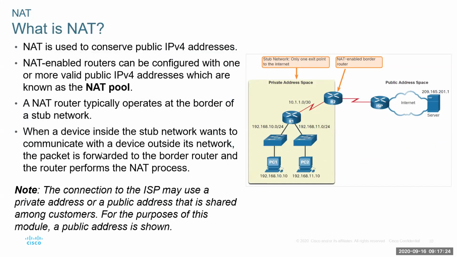So NAT configured routers, which is most of your home routers, are typically able to have one public IP address come in from your ISP, and then you have your local IP addresses on the inside. If you end up having more than one IP on the outside, you have what's called a NAT pool, and that means that PCs on the inside will go out various IP addresses, usually in a round-robin type fashion. The NAT router usually operates at the border of this kind of stub network.